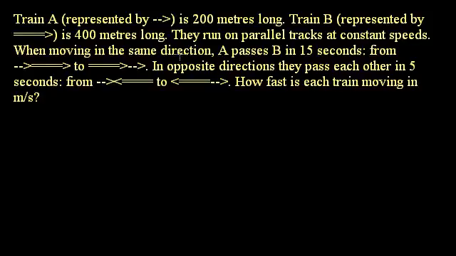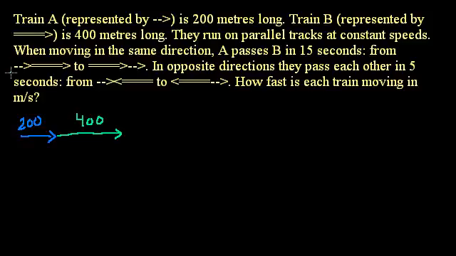When moving in the same direction, A passes B in 15 seconds. So these are the configurations, from A is right behind B to A is right in front of B. So let me draw that. So train A, I'll do in this blue color. So train A is like that, and it's 200 meters long. And then train B, I'll do in this green color. Train B is double the length, so it's 400 meters.